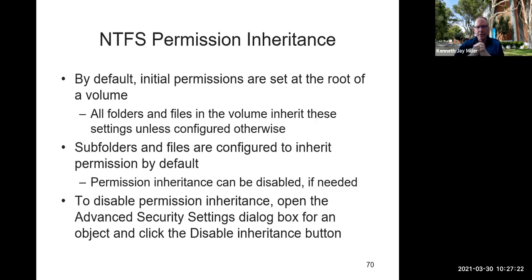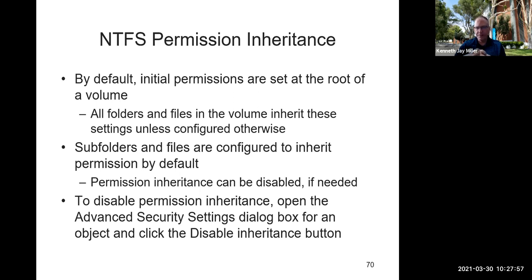The inheritance. Now remember, inheritance, whatever we set on the parent folder is inherited by everything inside of it. So by default, initial permissions are set at the root of a volume. So if you go to the root of your C drive on your server, it will have a certain set of permissions that will go to everything underneath it. That way you don't have to set the permissions on everything underneath every subfolder and file.